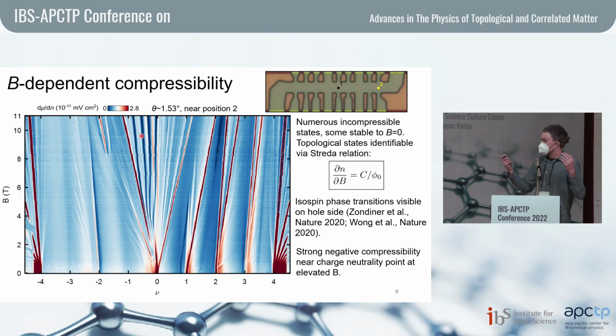Okay, and so this is a signal that, to my knowledge, was never observed in any moiré system before. I should say, negative compressibility has been observed, but not in this kind of fourfold pattern near charge neutrality. And so this seems to indicate that there are some really strong interactions taking place near charge neutrality in this system. And we'll return to that feature near the end of the talk.